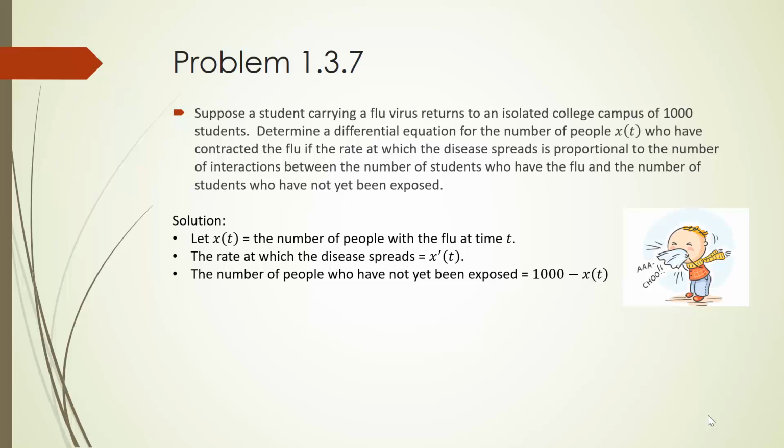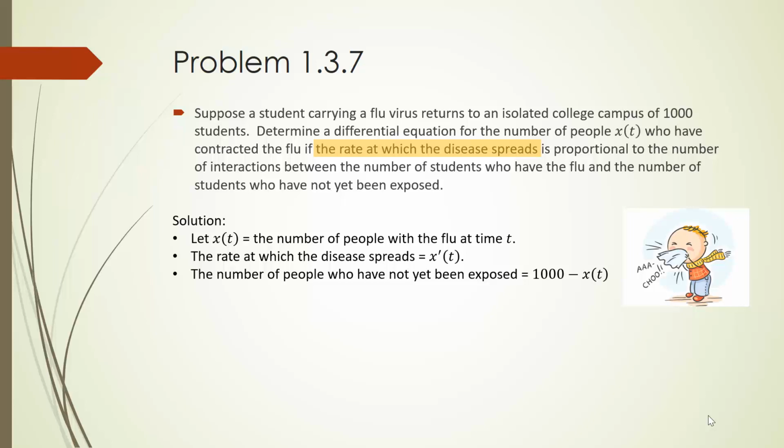So our solution will involve our x of t, the unknown function, the number of people with the flu at any particular time. The rate at which the disease spreads will be the derivative of x, and then the number of people who have not yet been exposed out of 1,000 people would be 1,000 minus x. So we have our information. Let's take a look at the problem again and translate the phrases.